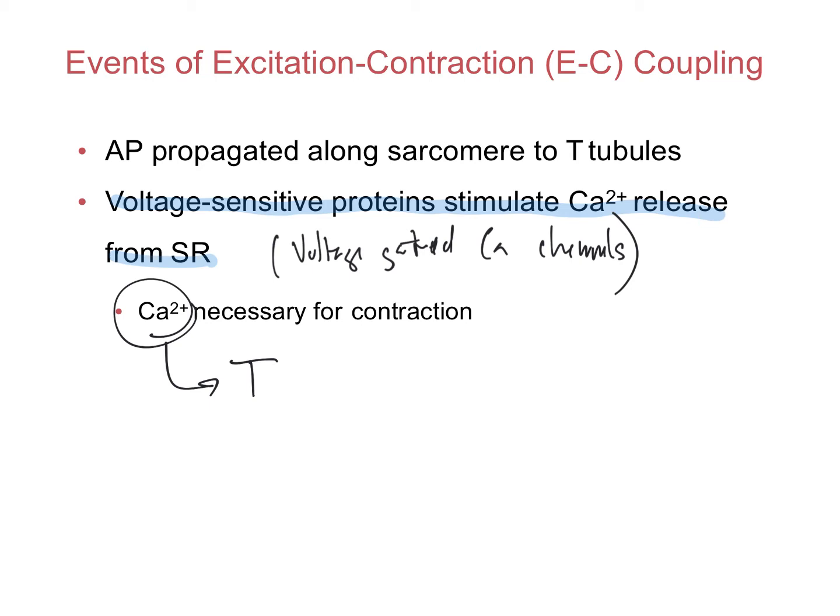Tropomyosin? Does tropomyosin bind calcium? Tropomyosin is attached to the protein that binds calcium. So what's the protein that binds calcium? Troponin. Okay? Troponin. Troponin is going to bind calcium.